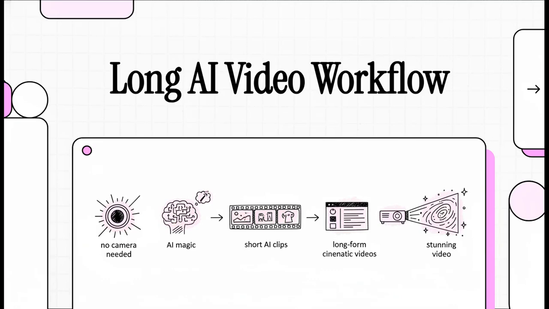So, what if you could create these absolutely stunning, long-form cinematic videos using just AI? I'm talking no expensive software, not even a camera. Sounds kind of like science fiction, right? Well, it's not. It's a real workflow that's totally changing the game for creators. You ready to see how it's done?